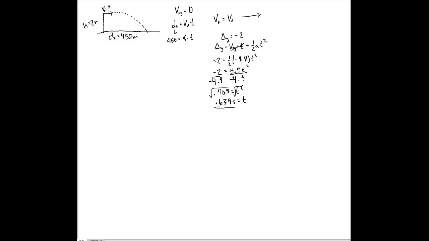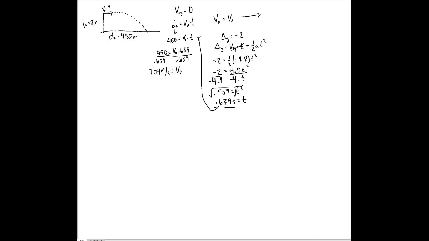So now, I'm looking for V naught. Well, I just solved for time, so plug it right back in. So 450 equals V naught times 0.639. So I'm going to divide both sides by 0.639. 450 divided by 0.639 gives me an answer of 704 for V naught. Now, it is crucial on your quiz tomorrow to pay attention to your units. So this will be 704 meters per second.